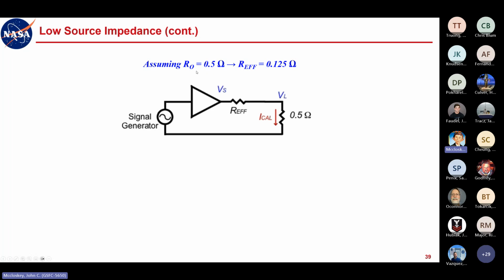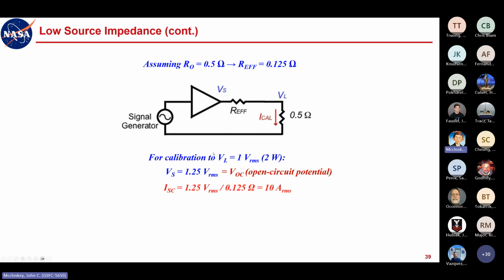They were using an amplifier with a specified source impedance of less than half an ohm. I'm just going to use half an ohm as an example here. That maps to an effective source impedance of 1/8 of an ohm. When you do the voltage divider to get 1 volt RMS or 2 watts across our calibration load, our open circuit potential is 1.25 volts. That doesn't sound too bad, right? That sounds fairly benign. But when you drop that 1.25 volts across 1/8 of an ohm, you can get 10 amps of short circuit current.